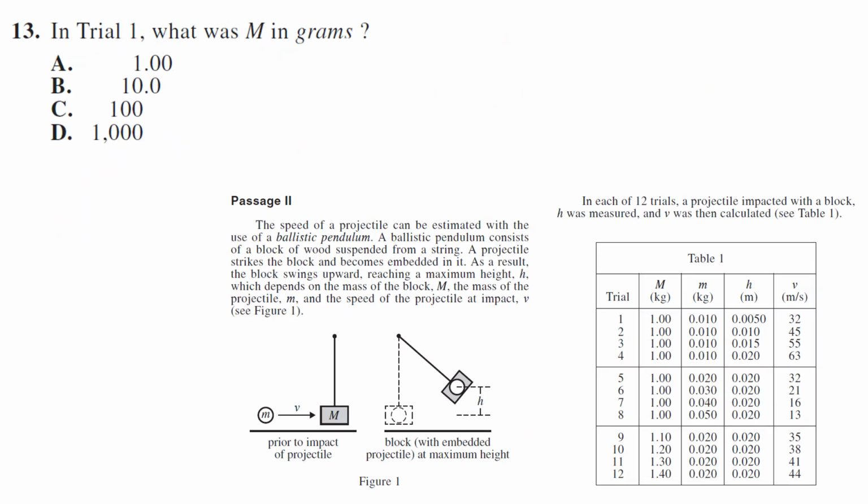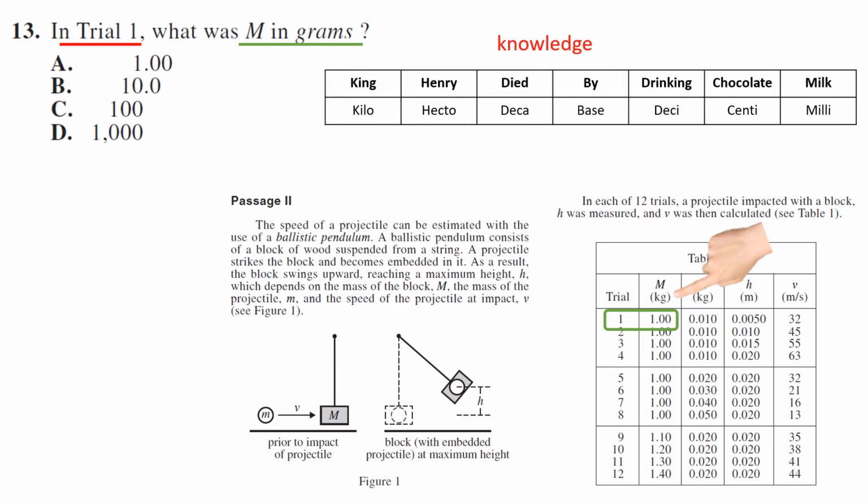Number 13, in trial 1, what was capital M in grams? So we have it in kilograms. And so this is a knowledge question. It's a really common knowledge question, converting units. And so we're going to go from kilograms to grams, right, to the base. So we're going to go from 1 kilogram to 10 to 100 to 1,000. So there's 1,000 grams in a kilogram. So you can think of it as there's more grams in a kilogram, right? So your answer is D.